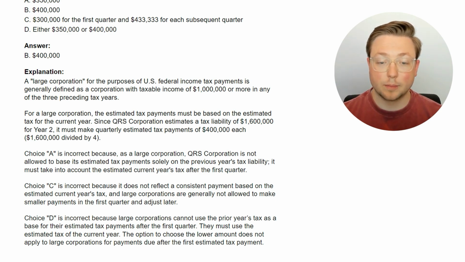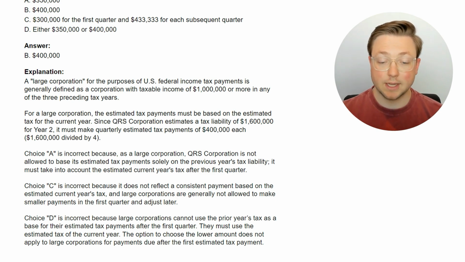A large corporation, for the purposes of U.S. federal income tax payments, is generally defined as a corporation with taxable income of $1 million or more in any of the 3 preceding tax years. So if you have $1 million of income in any of your preceding tax years, then you are considered a large corporation. And that's who this rule applies to, is large corporations.